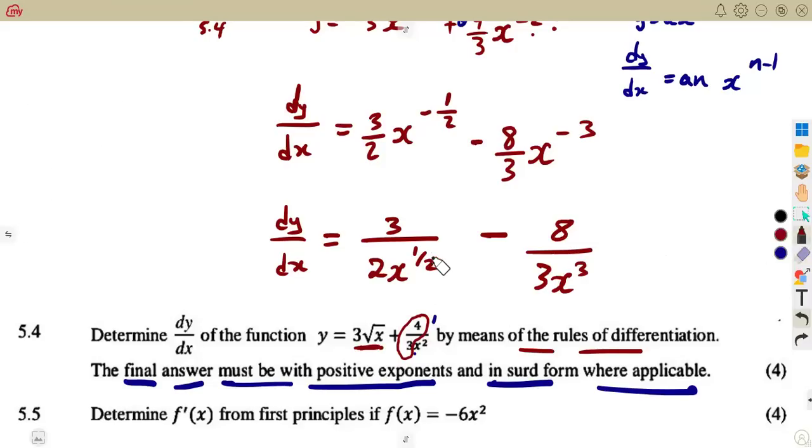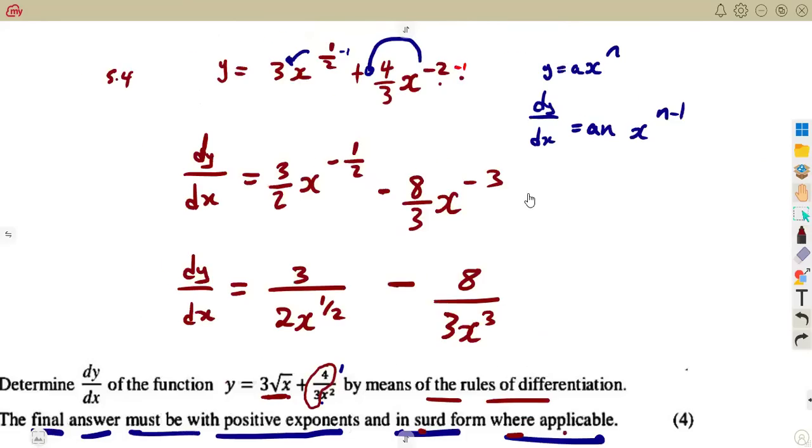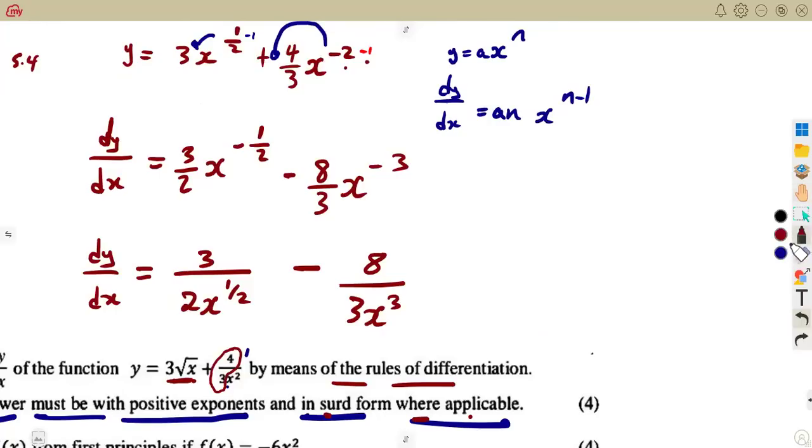The purpose here was having positive exponents. Is there any part where we can have the surd form where applicable? To the exponent of a half? Guys, originally we had this x to the exponent of a half. Where did you take this from? It was a square root. So this one is just a repetition. It was a square root before, so bring back that square root.